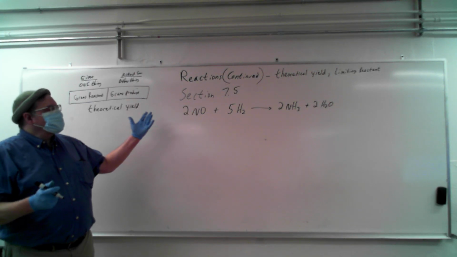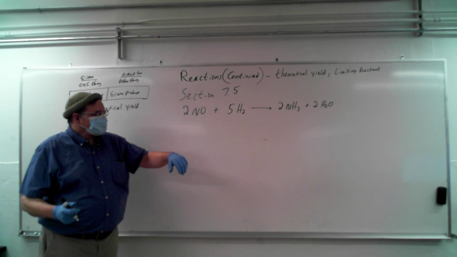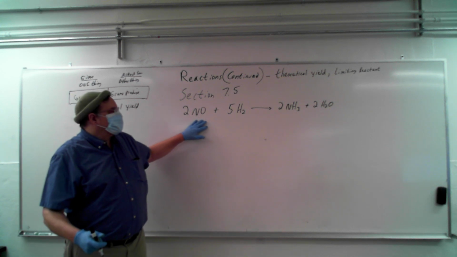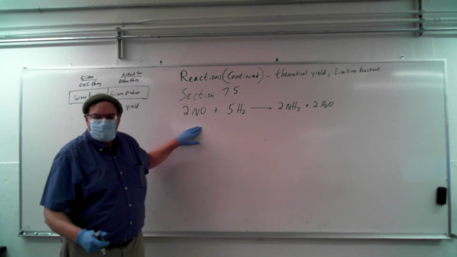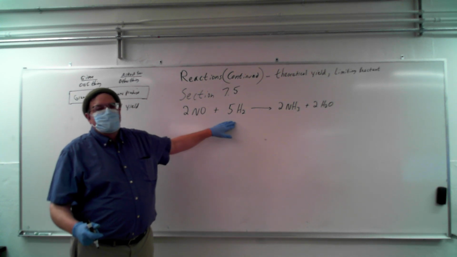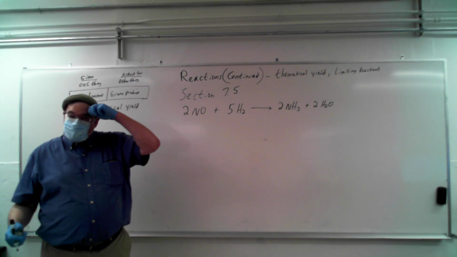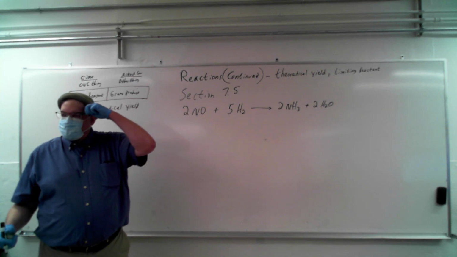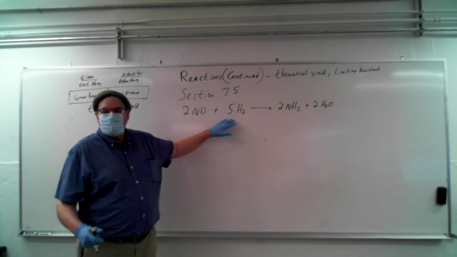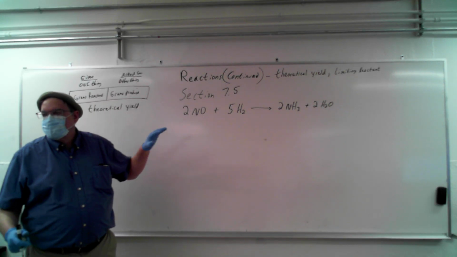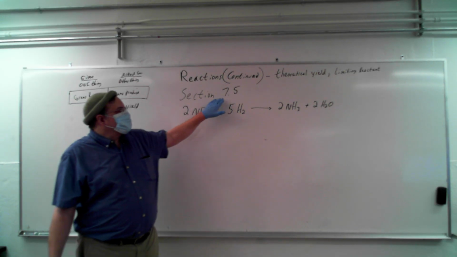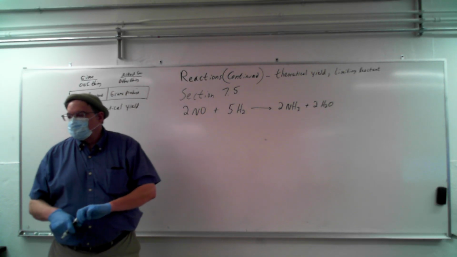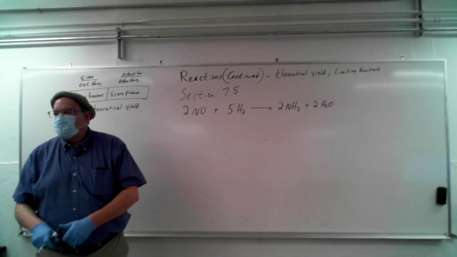The problems I was giving you in 7.4, you just assumed there was plenty, that these were mixed in the perfect stoichiometric amount. Now we're looking at it where it's not going to be mixed in the perfect stoichiometric amount. One of the reactants will be limiting and one of them will be excess. So section 7.5 throws this sort of a twist into the analysis.